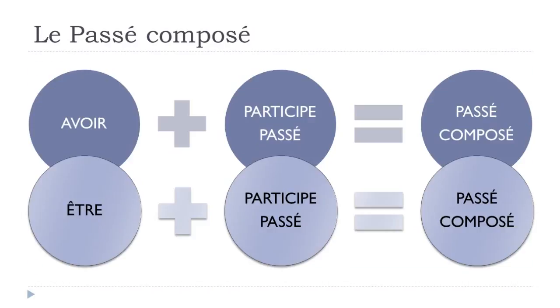Okay? So, the thing that we've got to keep in mind is in most of the cases, you will have to use this avoir at the present form, then this participe passé form, and you will get this passé composé. Okay? In some cases, for the verbs, so the list of verbs we saw, and it's not a long list, so try to remember it. And all the reflexive verbs, you will have to use this être at the present form, then the participe passé. Then you will get this passé composé form.